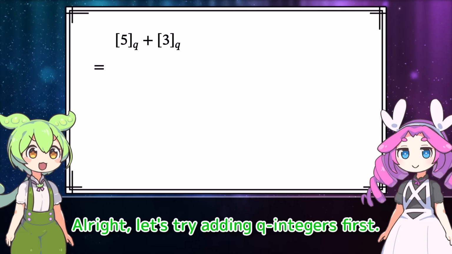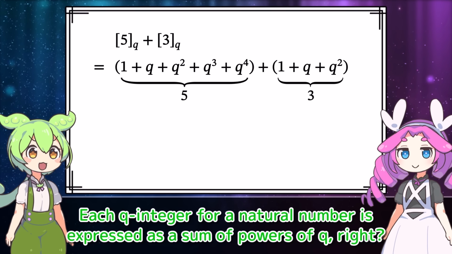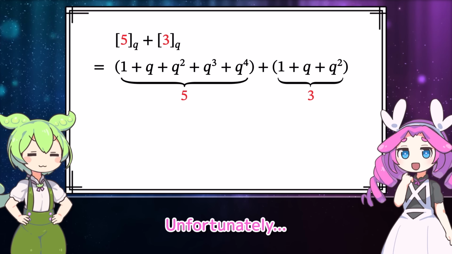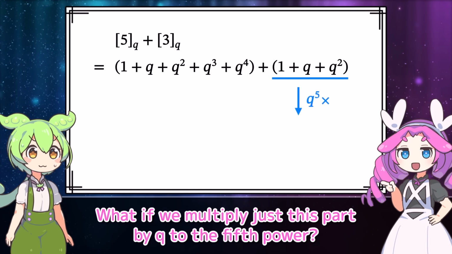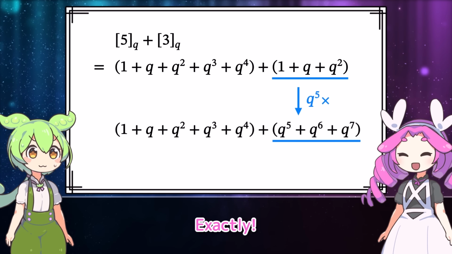Alright, let's try adding q integers first. To begin with, we'll use q integers that correspond to natural numbers. Each q integer for a natural number is expressed as a sum of powers of q, right? So here, each one has the same number of terms as the original number. Unfortunately, it doesn't seem like we'll get the expected result if we just add them like this. What do you mean? What if we multiply just this part by q to the 5th power? You mean like this? Exactly.